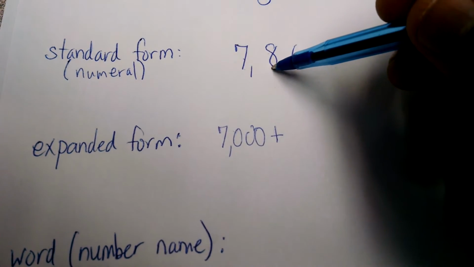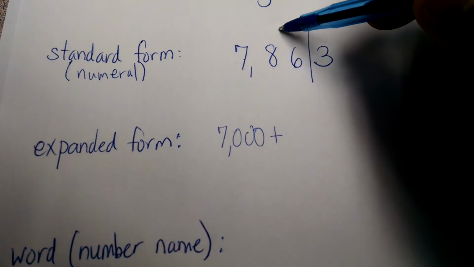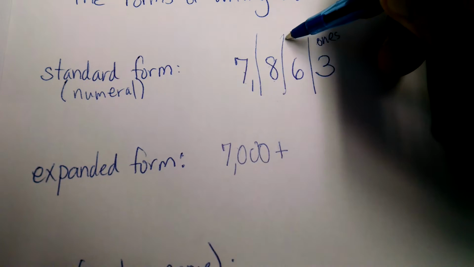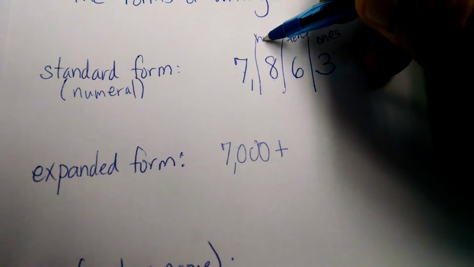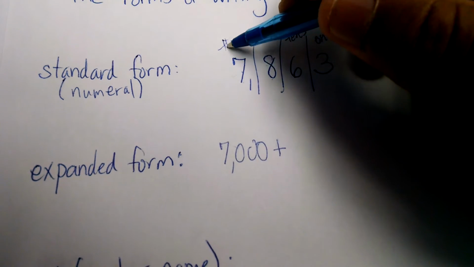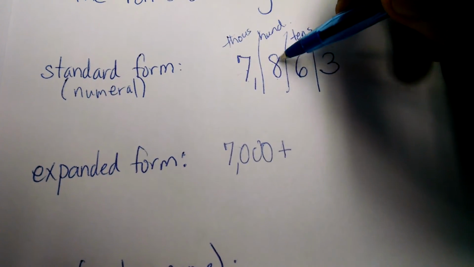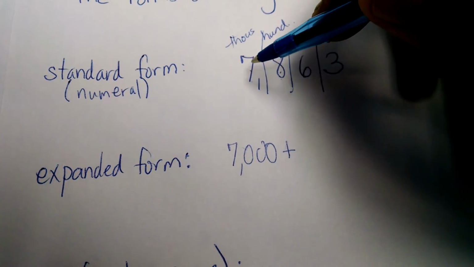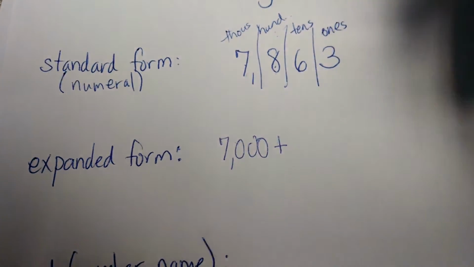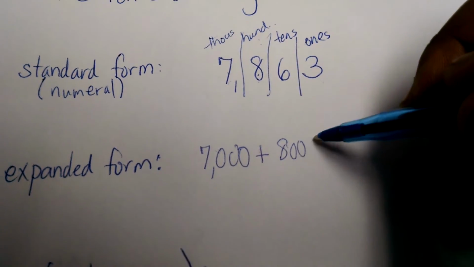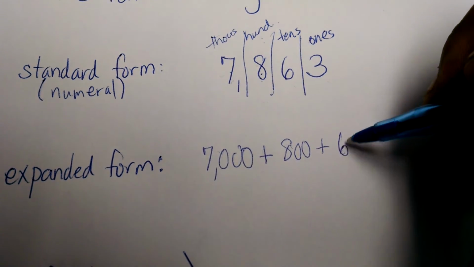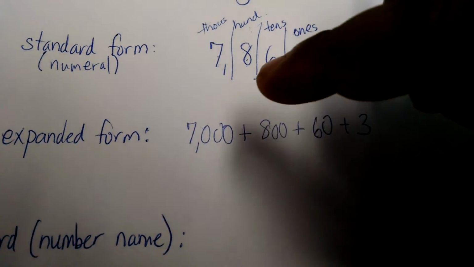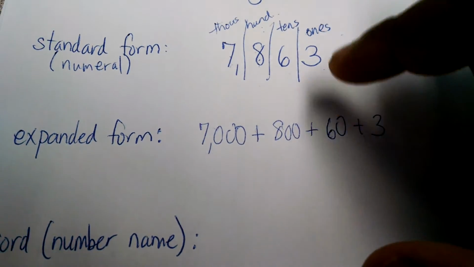Plus the value of the 8, which is 800, because if I had an imaginary chart here, this is the ones, tens, hundreds, and thousands. So that's how I know what the value of a digit is. I look at the digit and I look at the place and I put it together. So this is 7,000 plus 800 plus 6 tens, which is 60, plus 3 ones, which is 3. So that's expanded form. It's stretched out by the values of each digit.